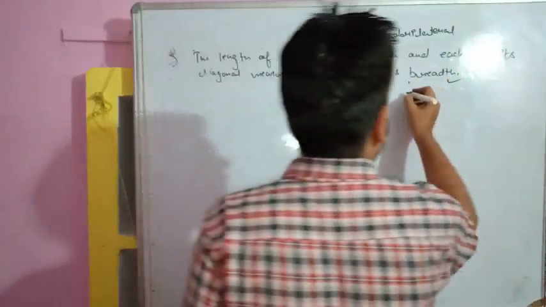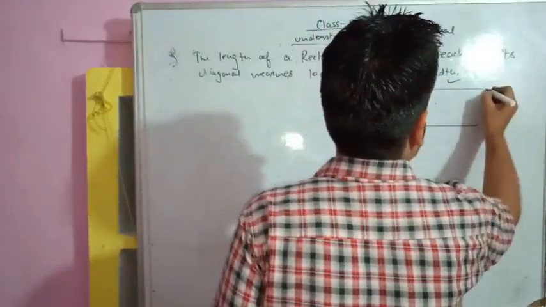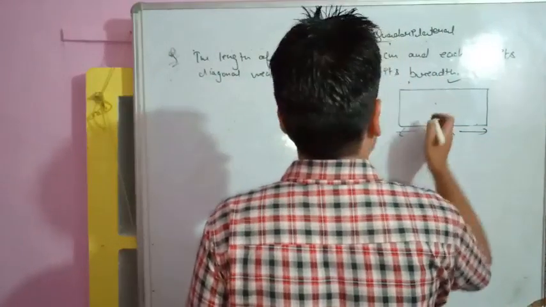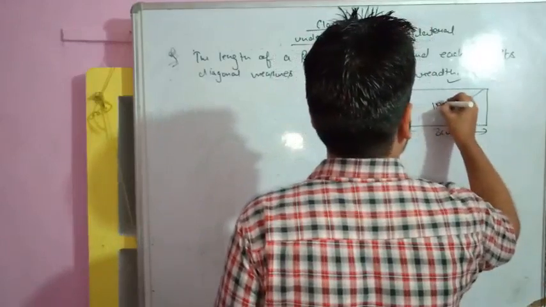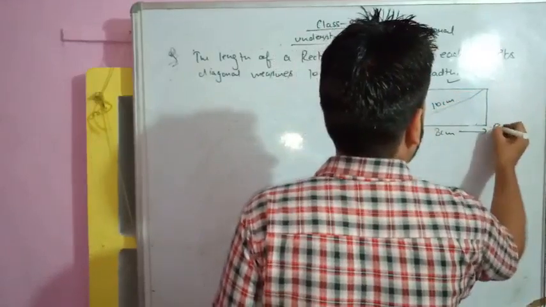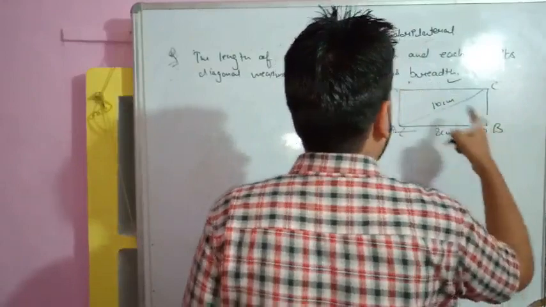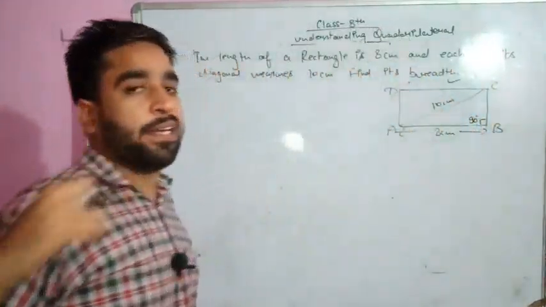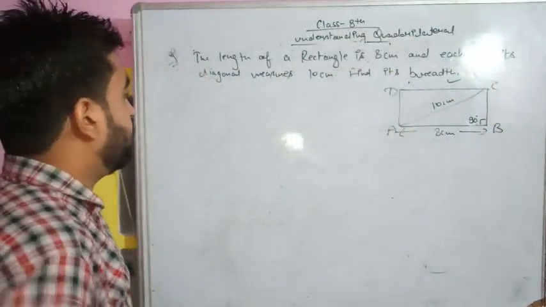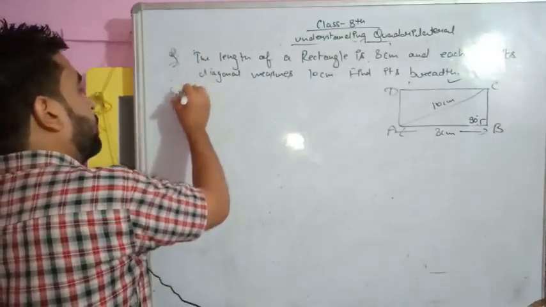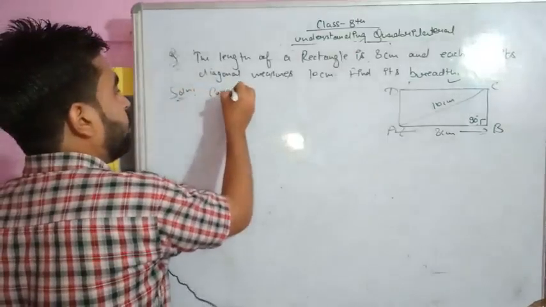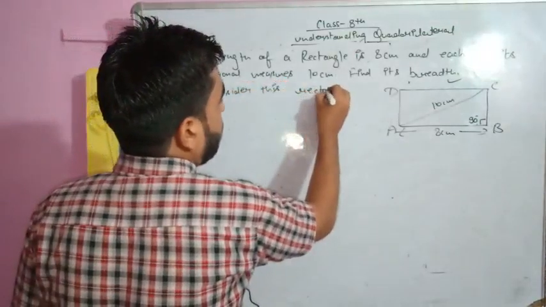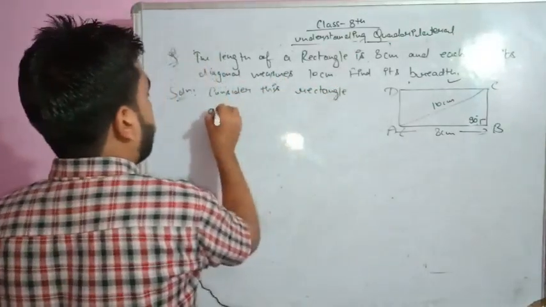Length is given, 8 centimeters. Find the breadth. And what else is given? Diagonal is given, that is 10 centimeters. You can assume this rectangle as ABCD. We have to calculate its breadth. So each interior angle of a rectangle is how much? That is 90 degrees. So in the solution, consider this as a rectangle ABCD.